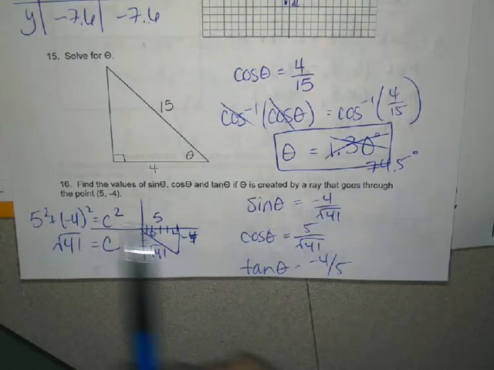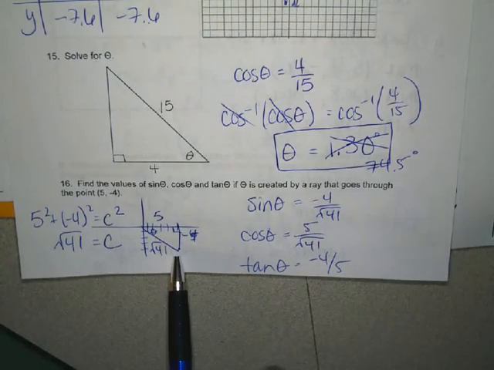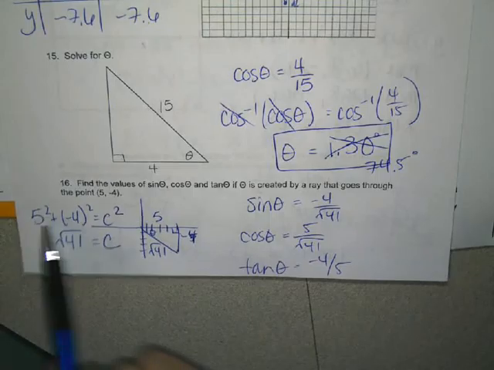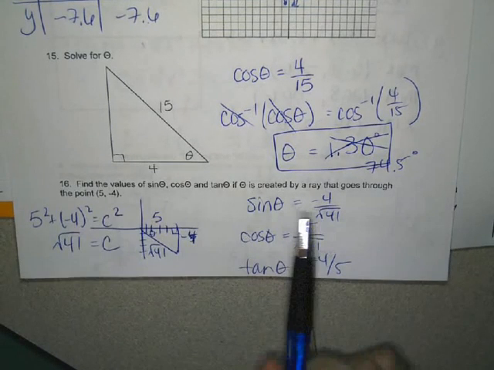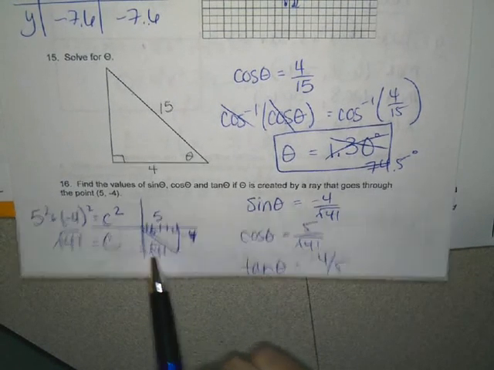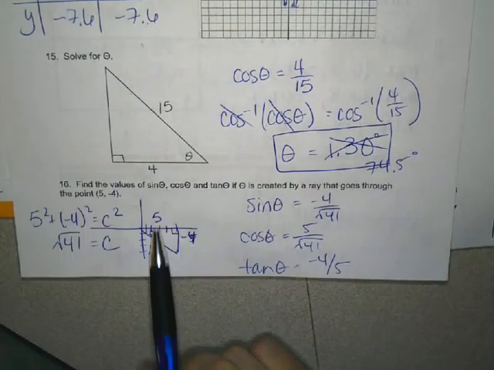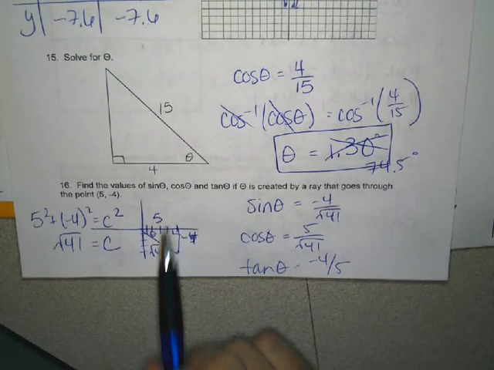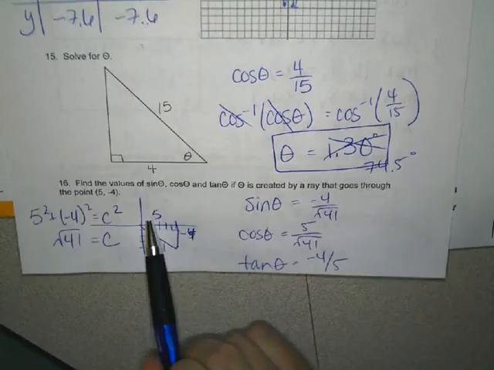You had to plot your point, draw your triangle, find the hypotenuse by the Pythagorean theorem, and then sine is opposite over hypotenuse, so negative 4 over square root of 41, 5 over square root of 41 for cosine because it's adjacent over hypotenuse, and opposite over adjacent for tangent is negative 4 over 5.